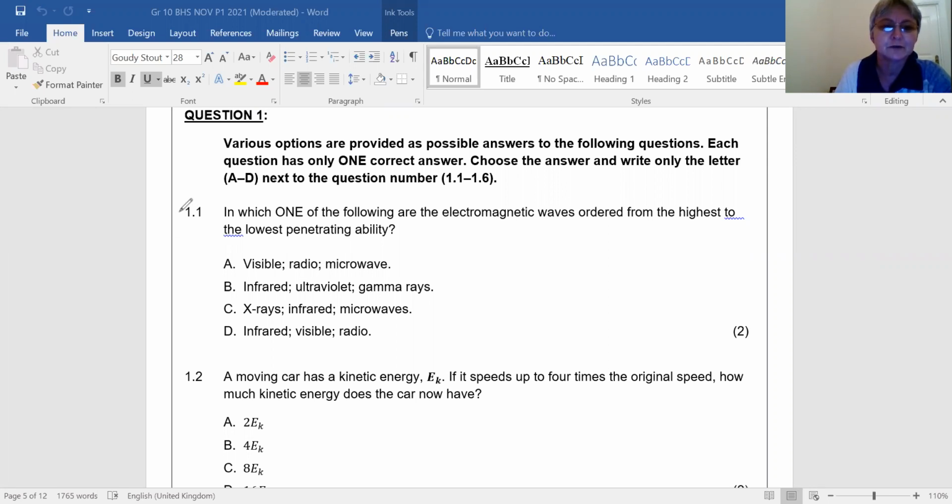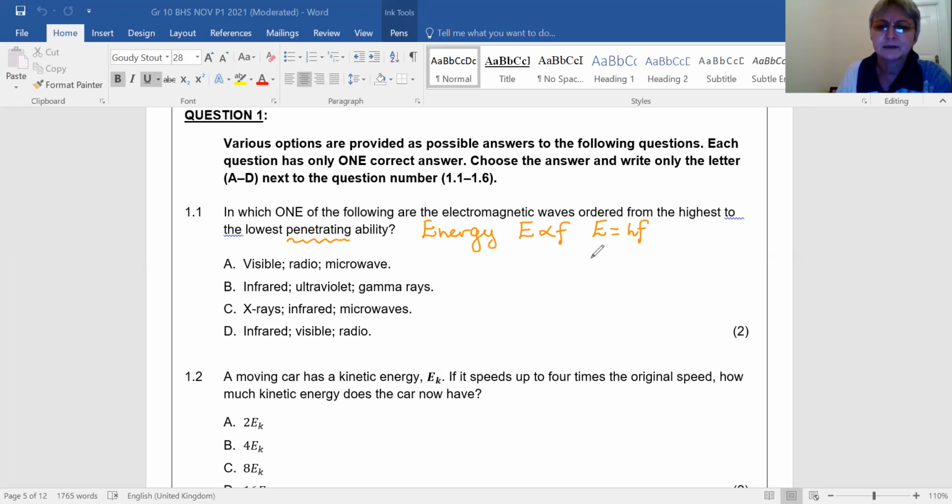The first question, question 1.1. In which one of the following are the electromagnetic waves ordered from the highest to the lowest penetrating ability? Now, penetrating ability has to do with energy, and the energy of electromagnetic waves is directly proportional to their frequency. If you look on the data sheet, there is an equation, E equals h, which is representing Planck's constant, times the frequency.